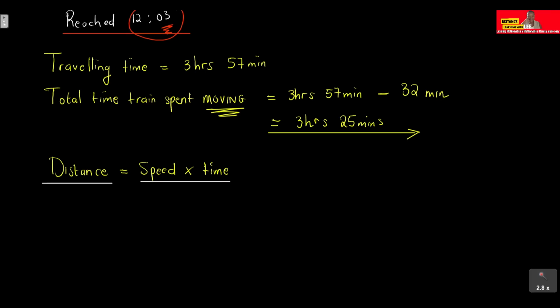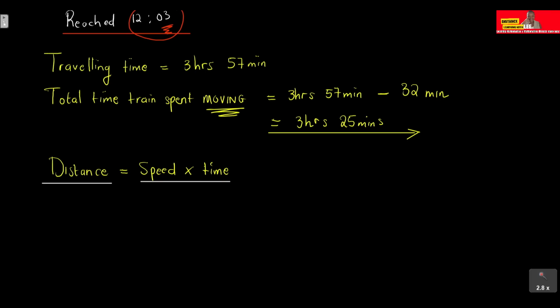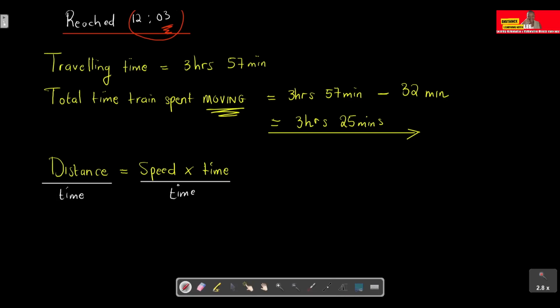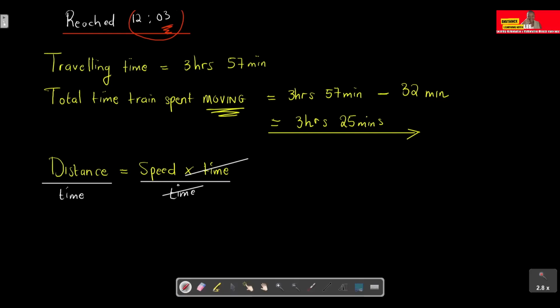To isolate the speed on the right hand side, all we need to do is divide each side by time. If we divide by time on the right hand side, we need to divide by time on the left hand side. Therefore, by dividing by time, speed will be isolated on the right hand side. So to get our speed, speed is equal to the distance divided by your time.